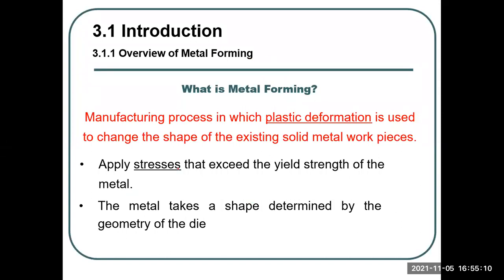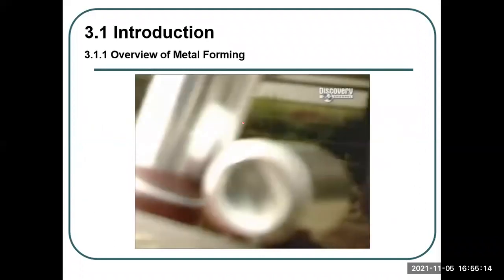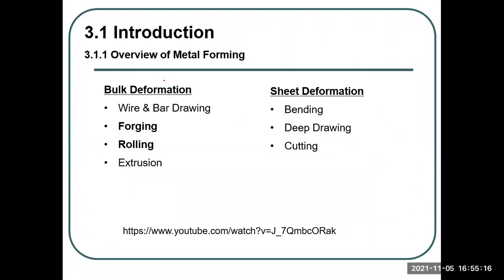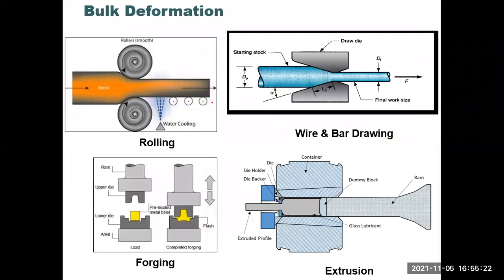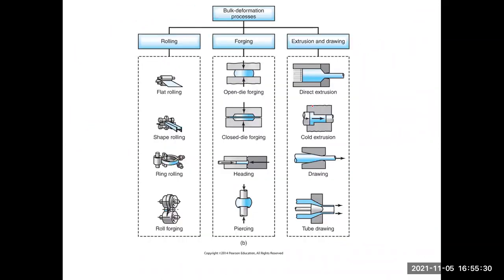Okay, so the fundamental is plastic deformation. This is the most important thing. And we have the bulk one and the sheet one. We basically only talk about these two. And also these are the illustrations, since all these are not required, there's no need. So basically just these two, okay? And also this is just rolling and also forging, okay?